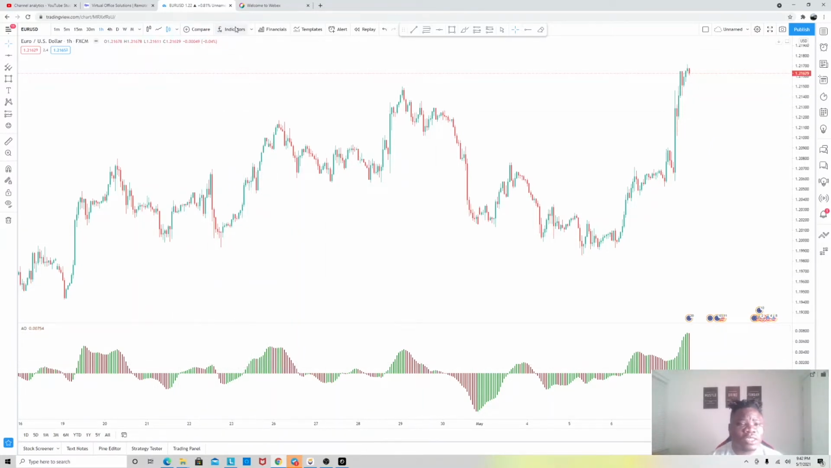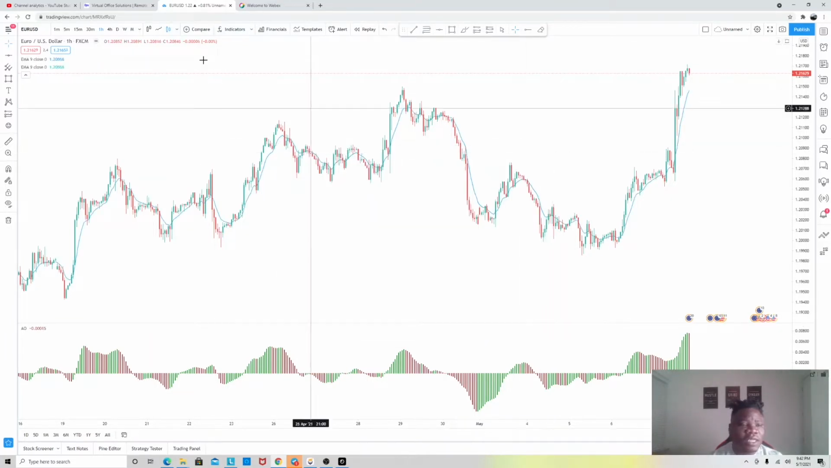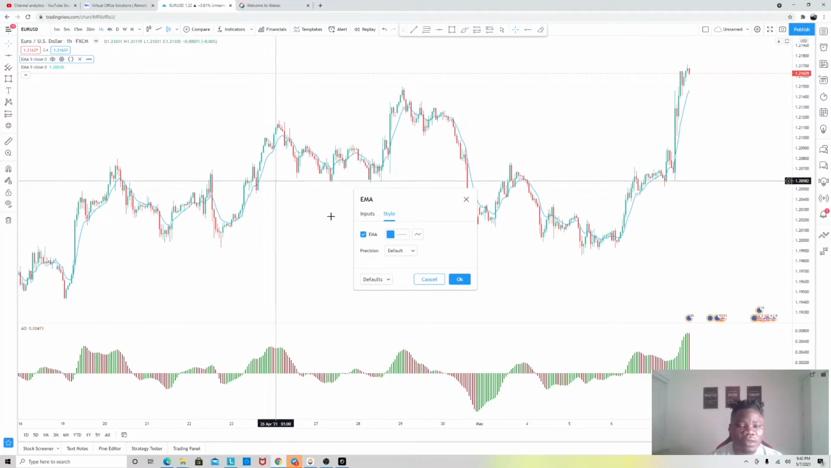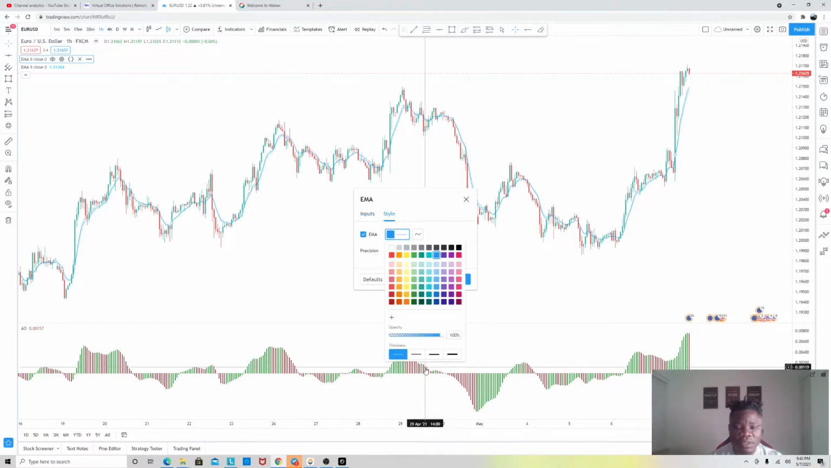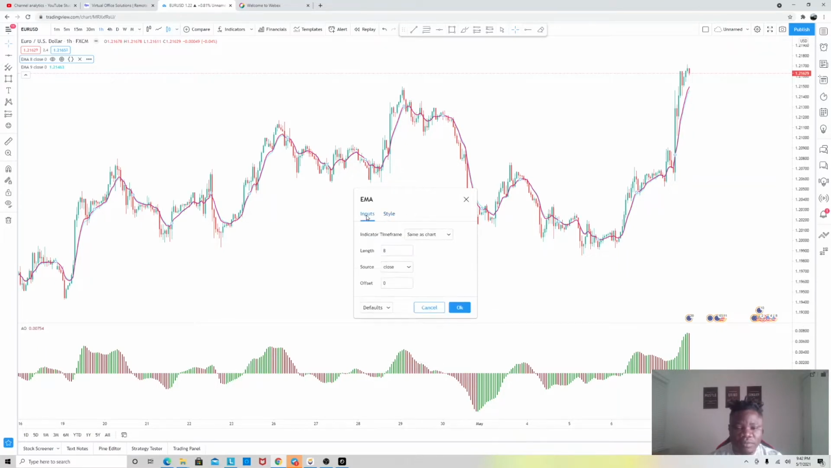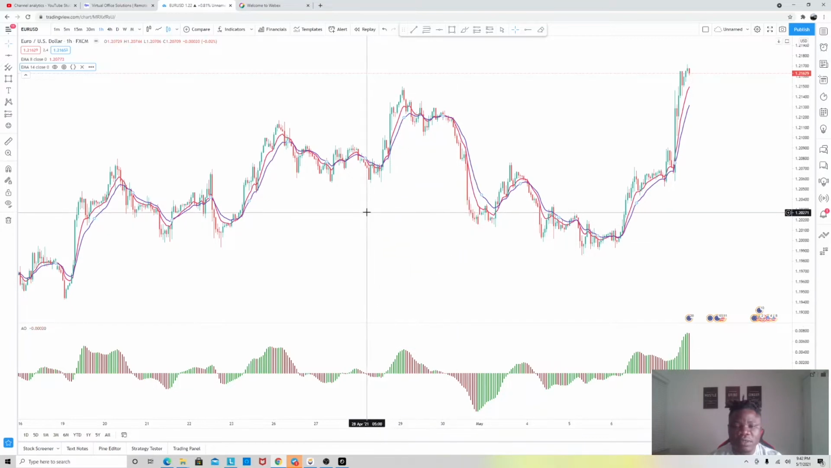Now, to use this strategy, we're going to add 2 more indicators. We're going to add 2 moving averages, and this is actually EMA, not simple. Now for the input, we're just going to change this to 8, and for the style, we're going to change this to whatever color you want. I'll use that, and then we click on OK. Now for the second one, we're going to change this to 14, and for the style, just use whatever color you want, change the thickness, and then click on OK.